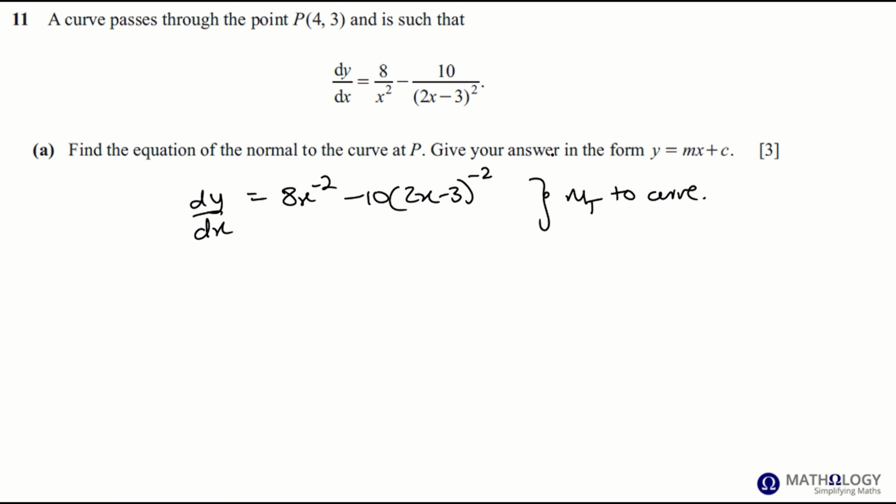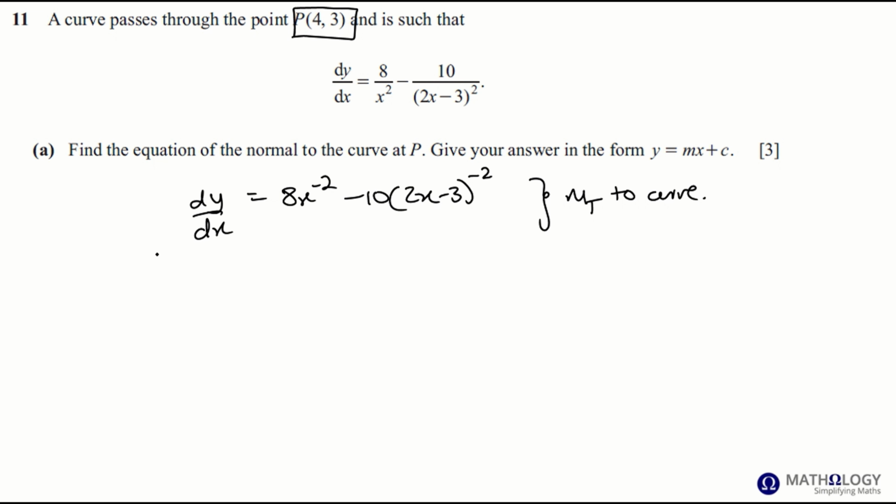So the first thing we need to do to find the equation of the normal, we obviously need to know the gradient of the normal and a point. We know what that point is because that point was given to us. It's P(4, 3). So all we need to do is find the gradient of the normal. But to find the gradient of the normal, we first have to find the gradient of the tangent to the curve at P.